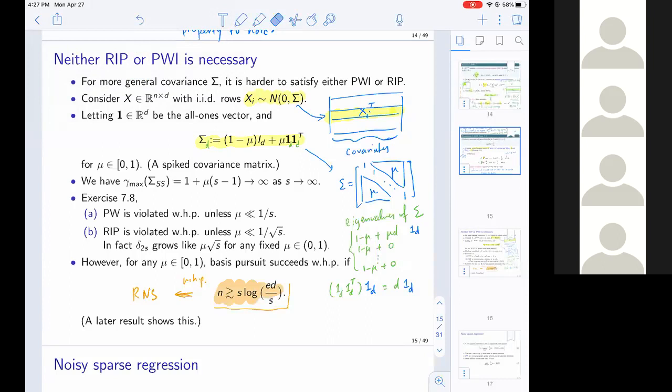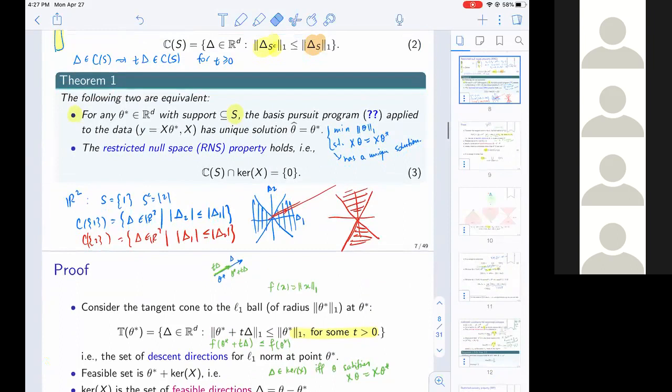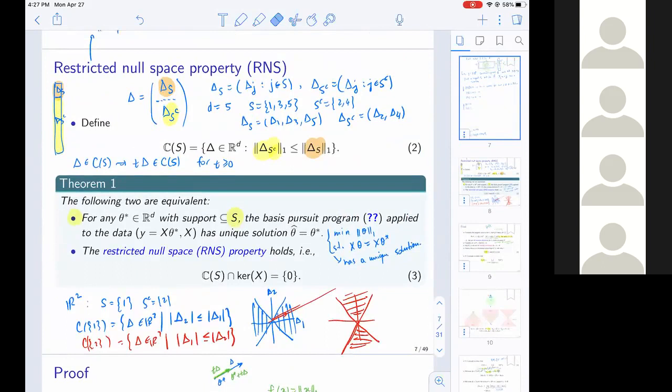Okay, questions? So I'm just wondering, have you answered the question that minimizing the L0 norm is the same as the L1 norm under this condition or something? So what have you shown? You tell me. Yeah, I'm a little bit confused. What's going on?